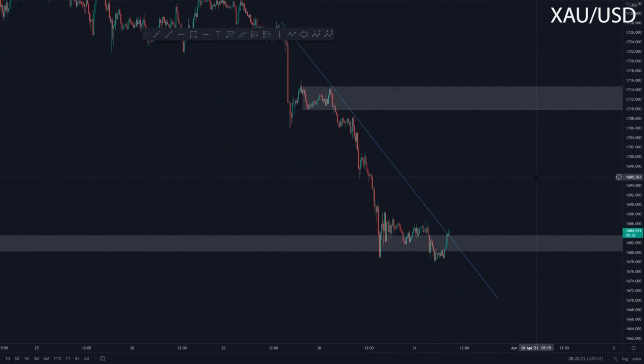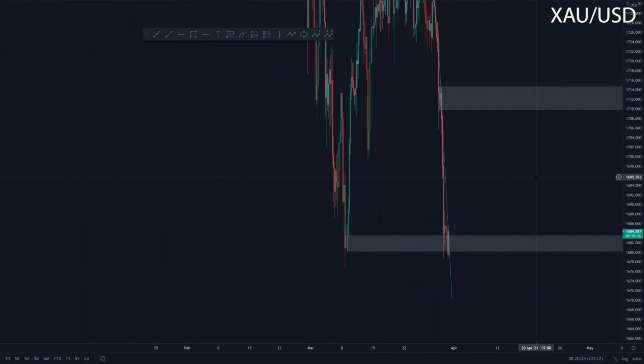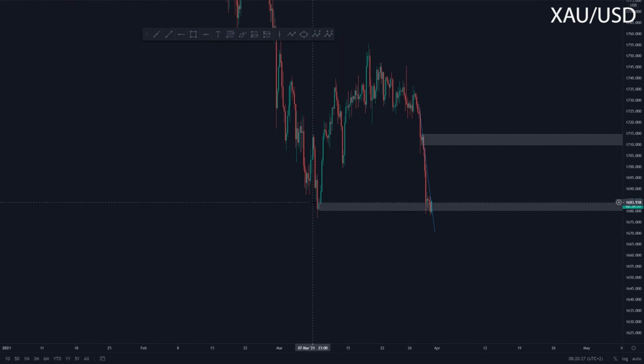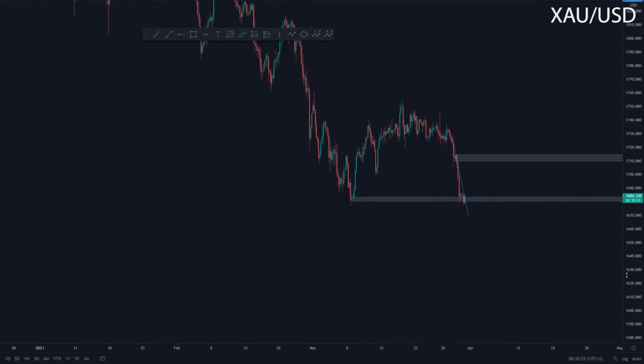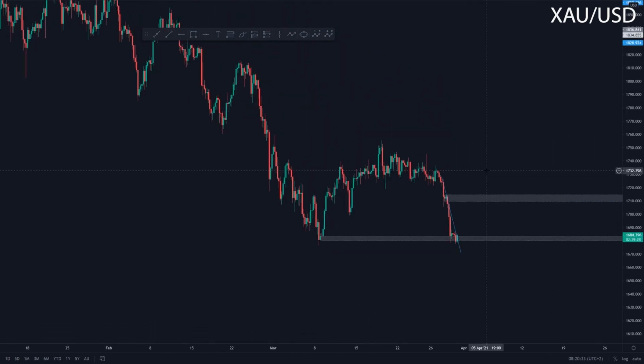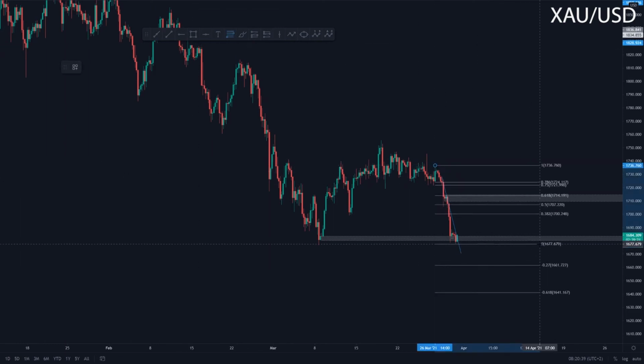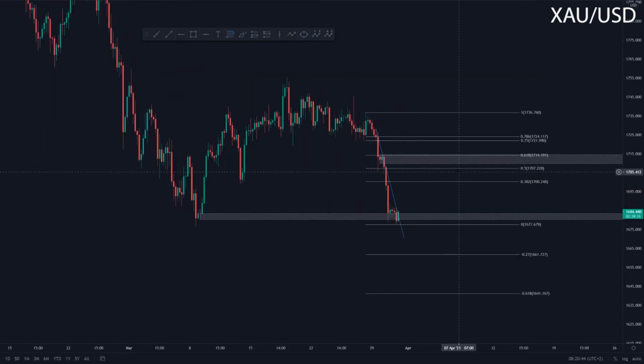And gold is interesting because I'm currently waiting for a pullback. Gold pushed beautifully into my reversal area, and I am now waiting for a nice pullback after this very large bearish impulsive move. As we can see, if we draw on our Fibonacci, we can see that my 61.8 level perfectly aligns with my potential reversal area.